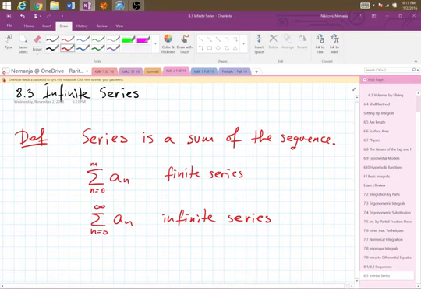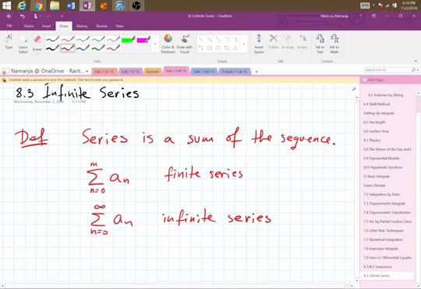Now, we do not study finite series because those are always convergent. Let's say you have 5 terms to add. They will add to a finite value. You have 10,000 terms, 150,000 terms. It doesn't really matter. If you have a finite amount of terms, they will always add to a number. Therefore, those always converge to a value, and there is nothing to study there.